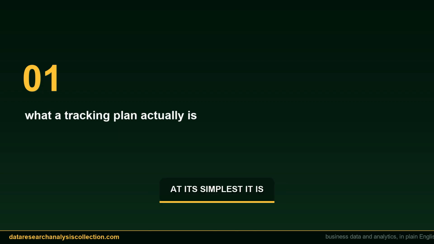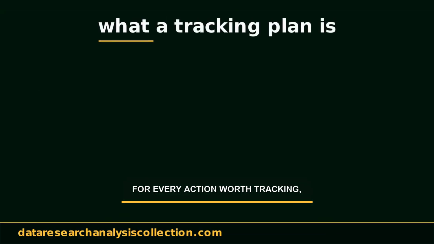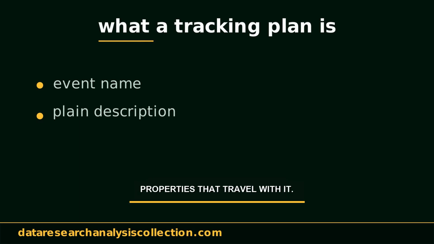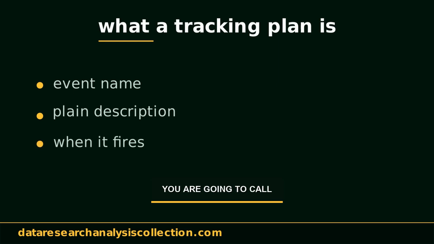At its simplest, it is a spreadsheet with a row for every action worth tracking, a clear name for that action, a plain English description of when it should fire, and a handful of properties that travel with it. Before you touch any code or any analytics tool, you decide on paper what you are going to call things and what each thing means.